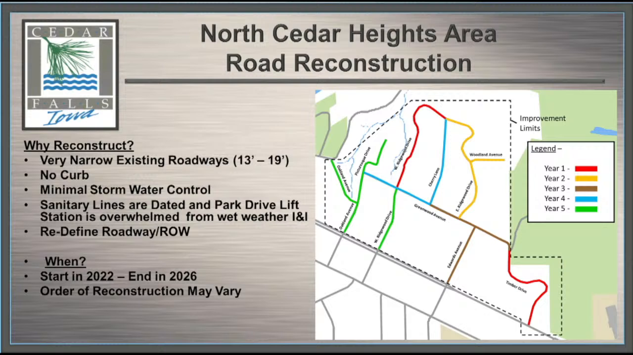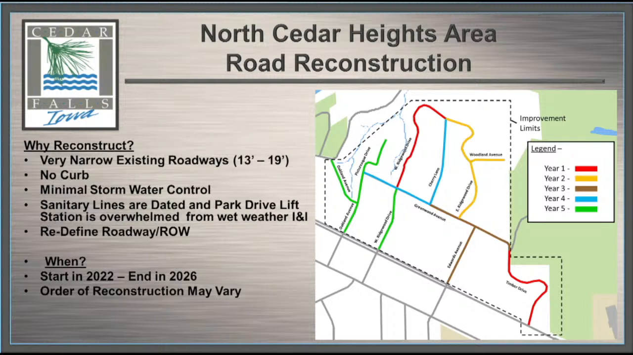One of the other big things is, this neighborhood consists of approximately 140 homes, and it's our most problematic area as far as our sanitary sewer shed is concerned. So the Park Drive lift station services this area, and what happens is during high wet weather I&I events, inflow and infiltration events, that lift station actually gets inundated, and we have had instances in the past where we've had SSOs, which are sanitary sewer overflows.